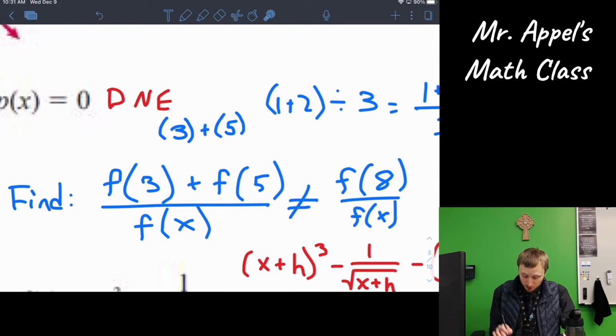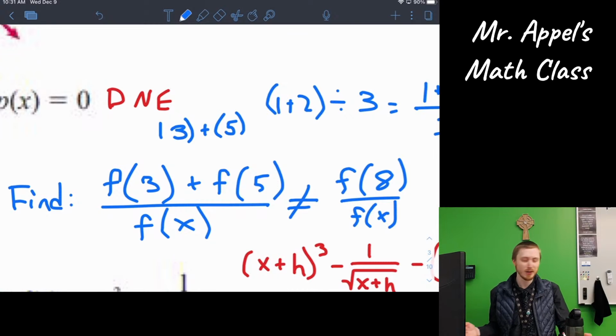Just like if I was to stick a 1 here, that's no longer 3 plus 5. You stuck a 1 in front of the 3. Now it's 13. Agreed? I changed the number by sticking another thing in front of it. Same here. I changed the number by sticking another thing in front of it.